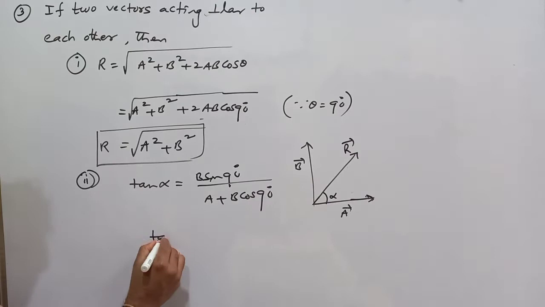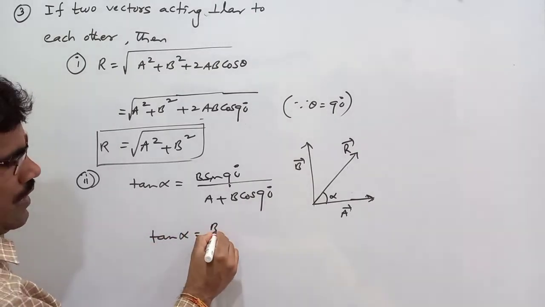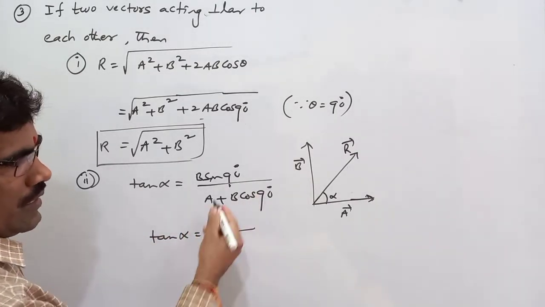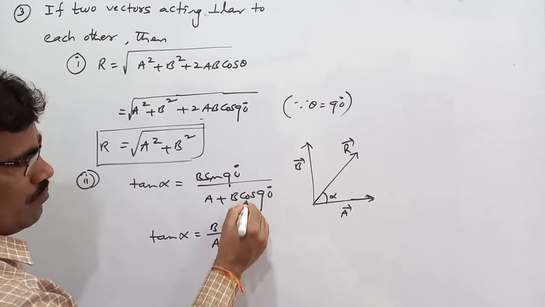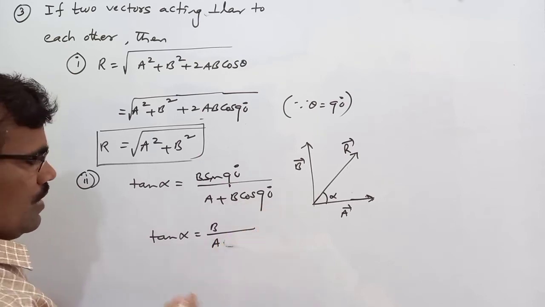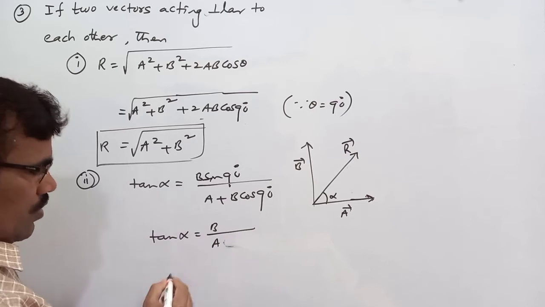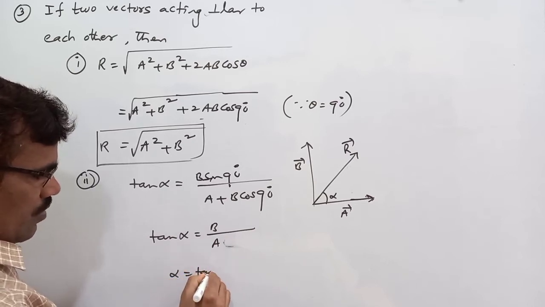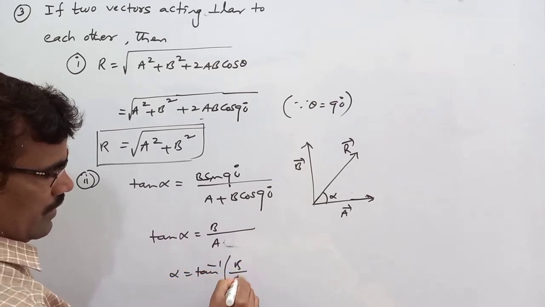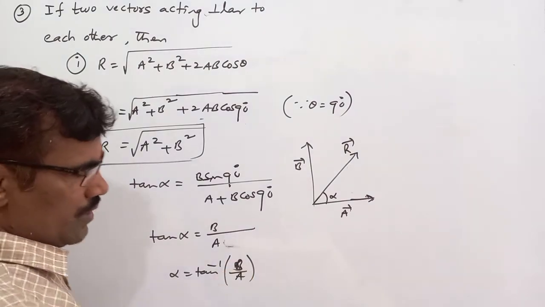Yes, sir. Tan alpha is equal to b sin theta, sin 90 is 1, by a plus b cos 90. Cos 90 is 0. That's why tan alpha equal to b by a. Alpha is equal to tan inverse of b by a. Yes, sir, tan inverse of b by a.